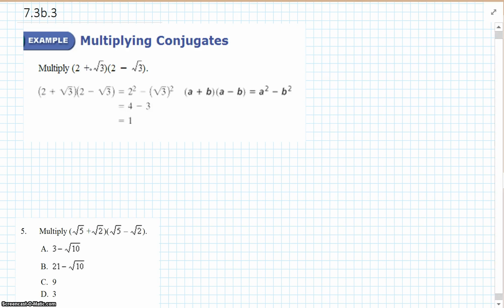So 2 plus the square root of 3 times 2 minus the square root of 3. So that's going to be just 2 squared minus the square root of 3 squared, which would be 4 minus 3, which would be 1. Remember, we can make it a squared minus b squared.